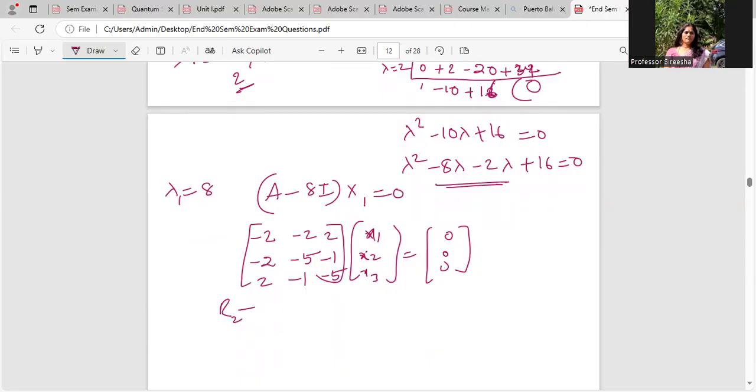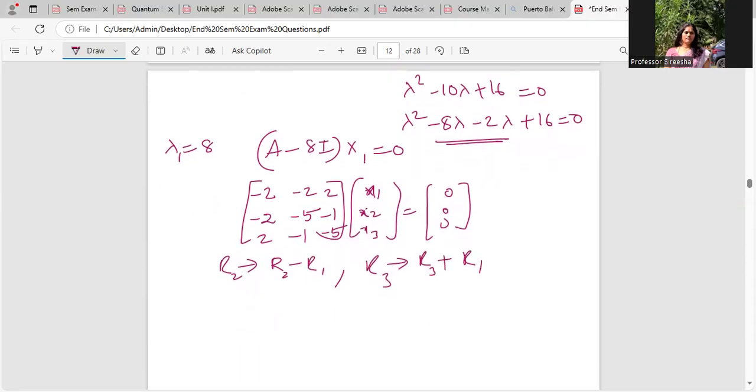What I will do, R2, I'll subtract from R1. R3, I will add to R1 to get a 0 below the pivot. What is the pivot? Minus 2 is the pivot, right? Minus 2, minus 2, 2. Minus 2, minus of minus 2 is 0. Minus 5 plus 2 would be what? Minus 3. Minus 1 minus 2 would be what? Minus 3, right. I'll be adding R3 and R1. So this is 0. Minus 1 minus 2 would be minus 3. Minus 5 plus 2 would be minus 3.